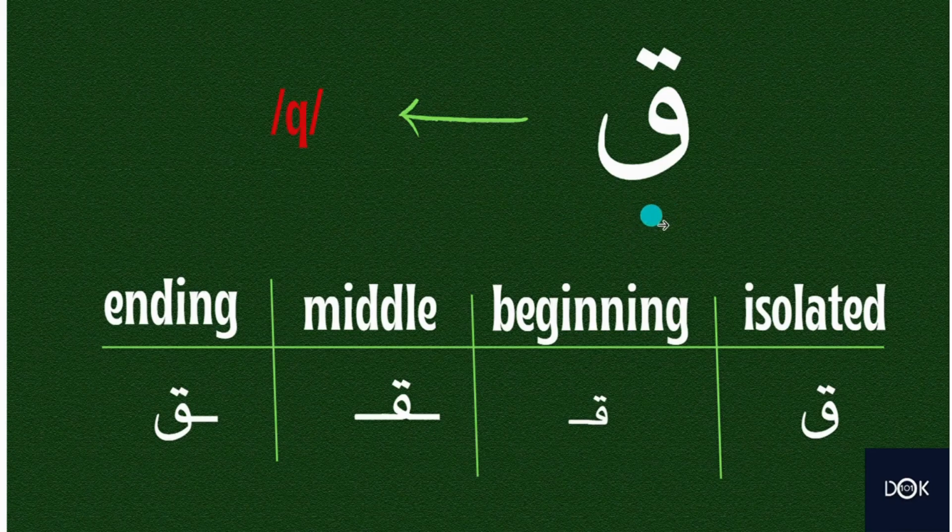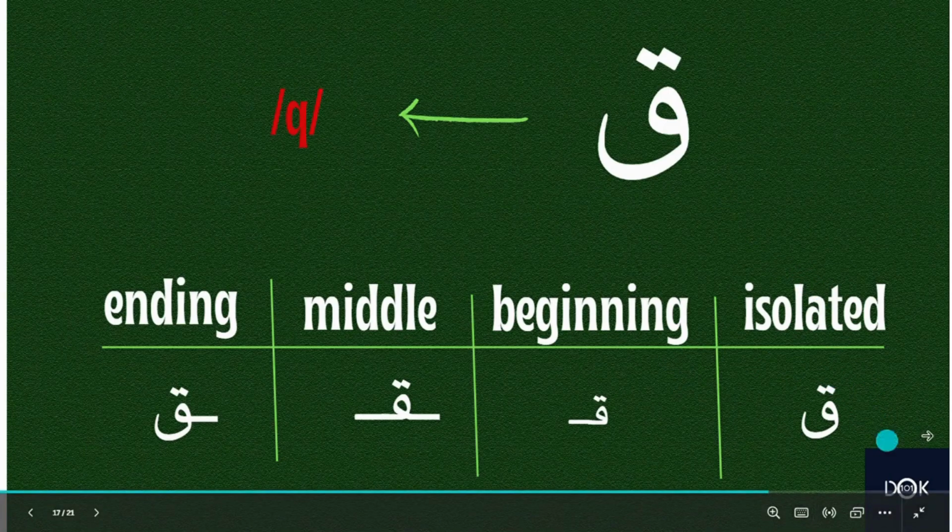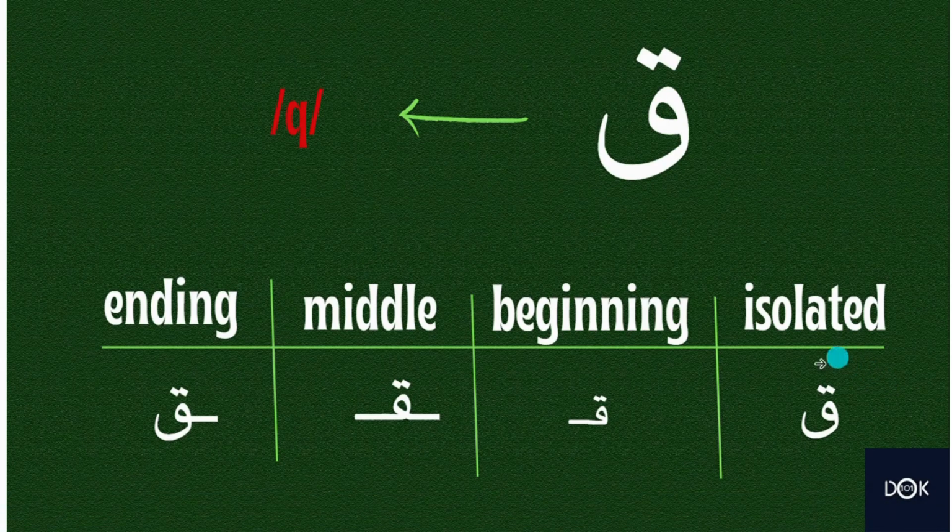But where is this qaf produced from? It is produced at the back of the mouth, specifically from the back of the tongue. So the sound of qaf is pretty deep because it is literally produced by the deeper part of the mouth. Qaf, q.